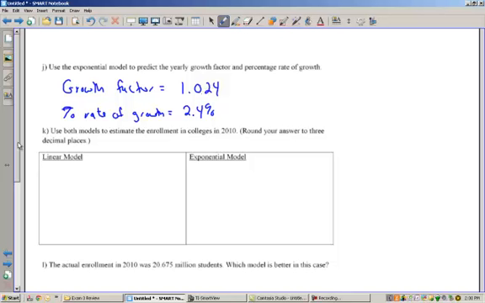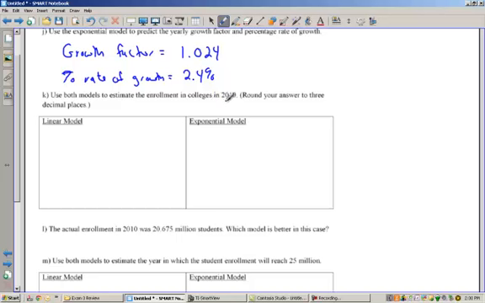All right, now we're going to use both of these models to basically plug things in and solve, or set equal to and solve. So it says use both models to estimate the enrollment in colleges in 2010. So in 2010, we have to figure out what t is equal to. It starts in 65, and so this would be t equals 45.